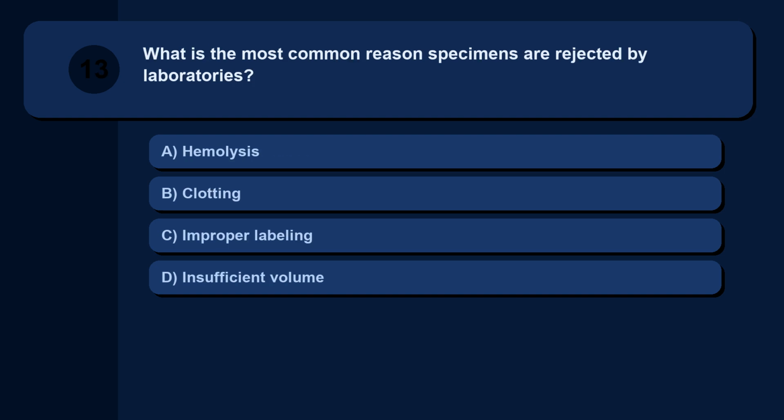Question 13. What is the most common reason specimens are rejected by laboratories? Hemolysis. Clotting. Improper labeling. Insufficient volume. Even a perfectly collected specimen is unusable if patient identification is incorrect or incomplete. Labeling errors pose serious patient safety risks and violate regulatory standards.